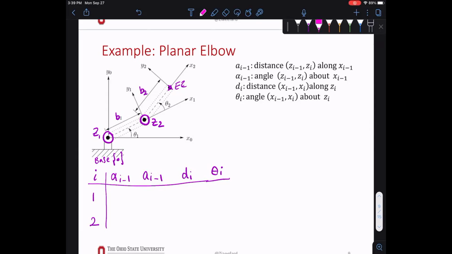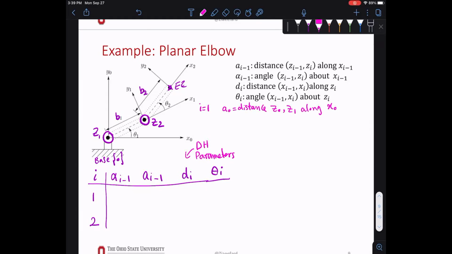Now, for the first one at least, I'm going to write down, for example, i equal to 1. I'm trying to find these DH parameters. For this, a i minus 1 is a 0. A 0 is the distance between Z0 and Z1 along X0. Now you have to find what that distance is.